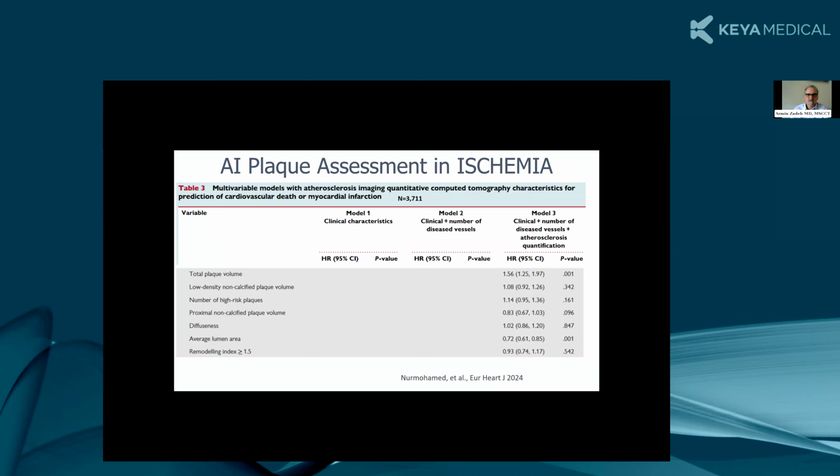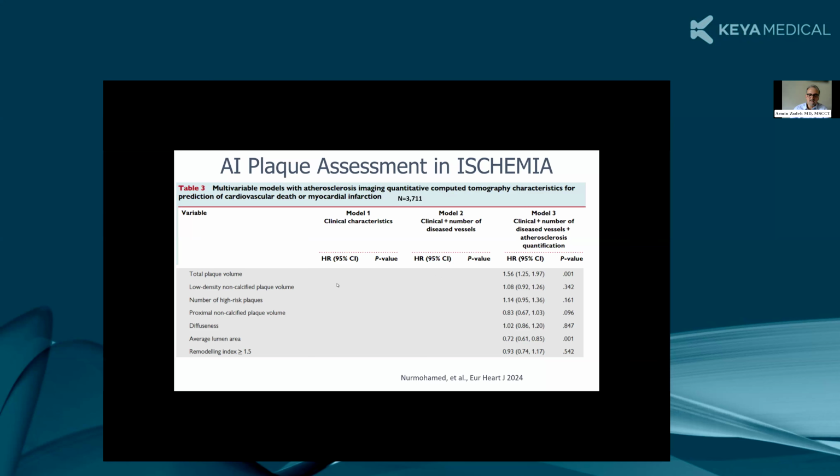This is another AI algorithm applied to the ISCHEMIA trial, and it showed that compared to a basic model of clinical predictors and just the number of diseased vessels, the incremental predictive information for adverse events, myocardial infarction and cardiovascular death, was that total plaque volume was the only significant independent predictor. Again, it always comes through that total disease burden is the biggest, strongest predictor.